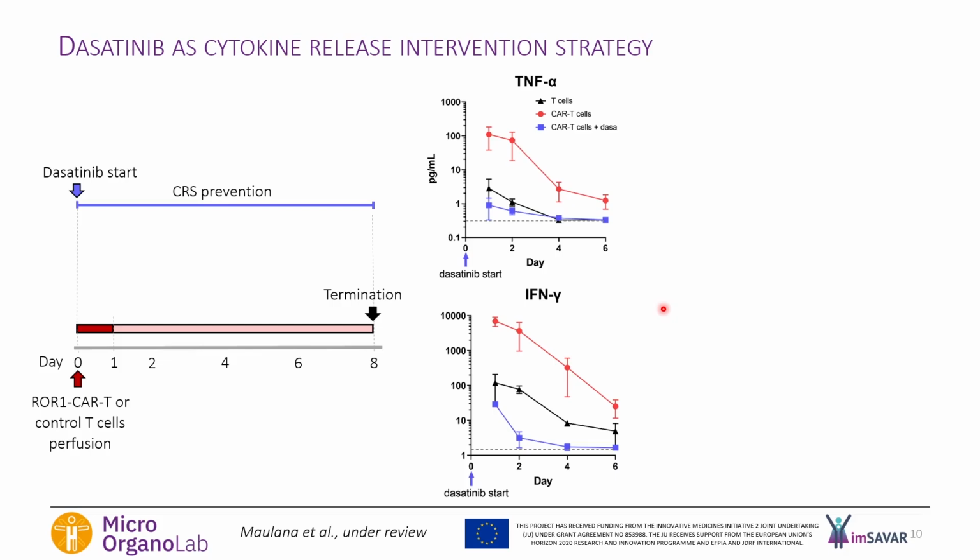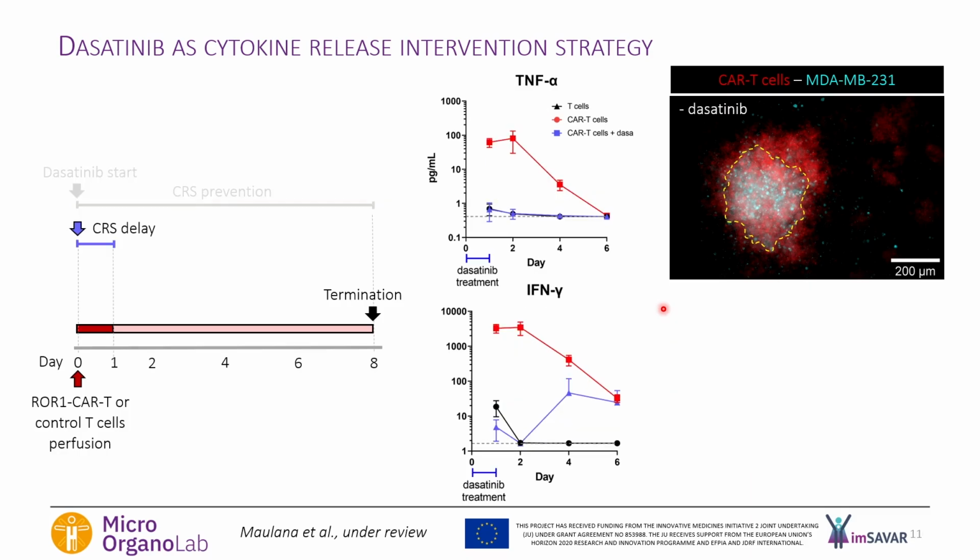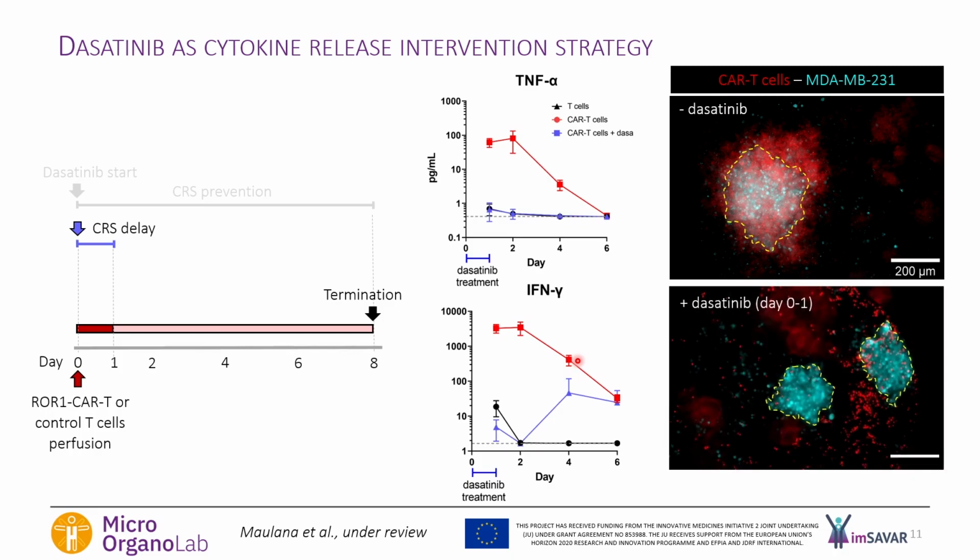But what happened to the infiltration is that we are actually preventing the CAR T cells from infiltrating the tumor and thus not controlling its growth. So this is not the condition that we want for the patient, right? So then we tested applying dasatinib from day 0 to 1. Here we could see that the cytokine release is being delayed, for example, here interferon gamma, although not TNF-alpha. And here we could again see that the CAR T cells were barely infiltrating the tumor.